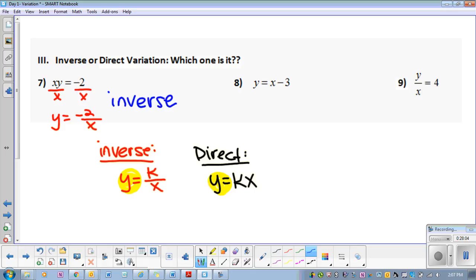Look at number 8. So you have y equals x minus 3. Does that look like inverse or direct? It's neither. Okay, you can't have that minus 3 there, right?